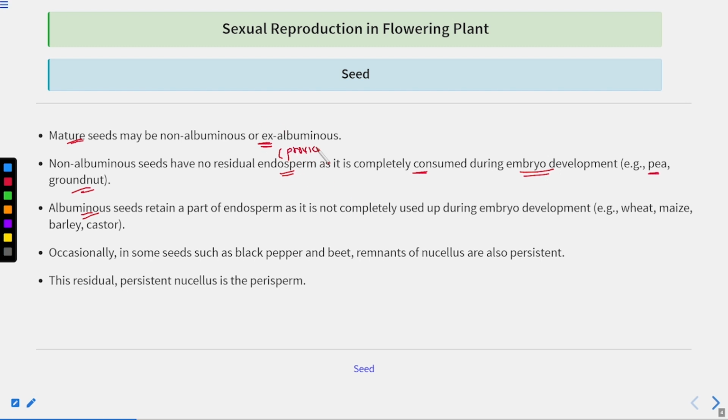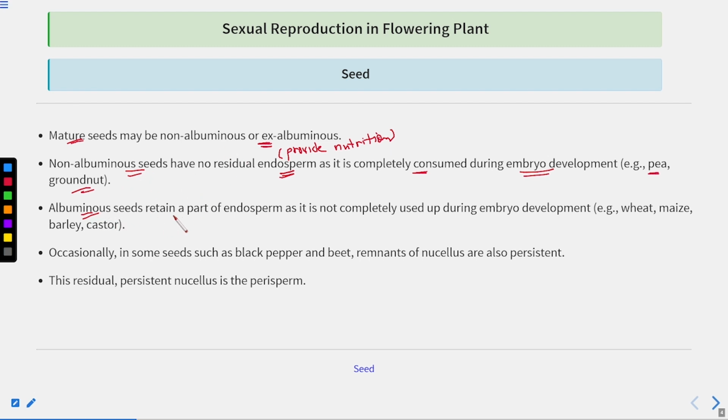So we can write: endosperm provides nutrition to the developing embryo. Here the endosperm is completely used in the case of non-albuminous seeds. Clear? Now, what are albuminous seeds?